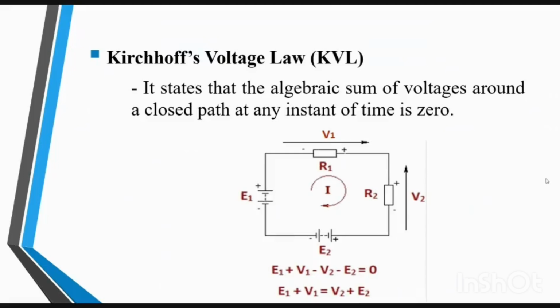Due to this resistance, there will be voltage drops V1 and V2 respectively in the resistances R1 and R2. Therefore, according to Kirchhoff's voltage law, E1 plus V1 minus V2 minus E2 will be equal to 0. That is, E1 plus V1 will be equal to V2 plus E2.